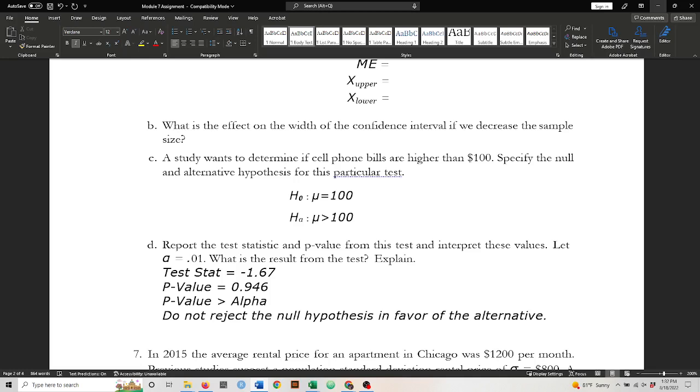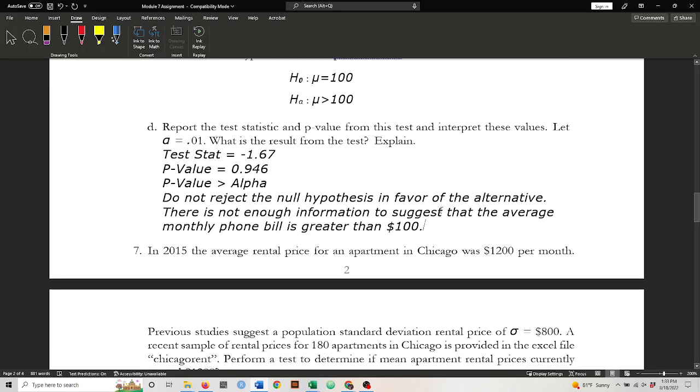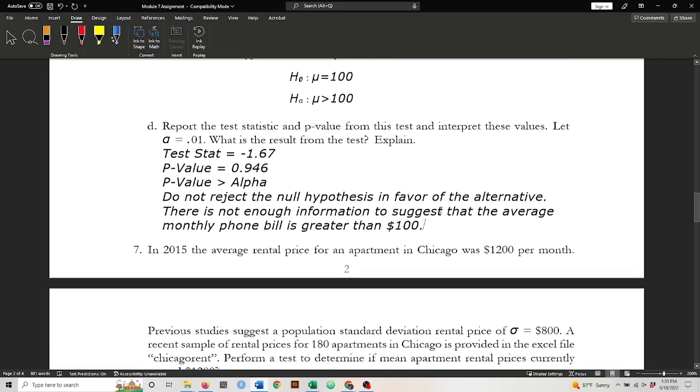We can say this in a slightly different way: there's not enough information to suggest that the average monthly phone bill is greater than $100. That's our result that we got from our test. Statistically speaking, it's going to tell us all that.